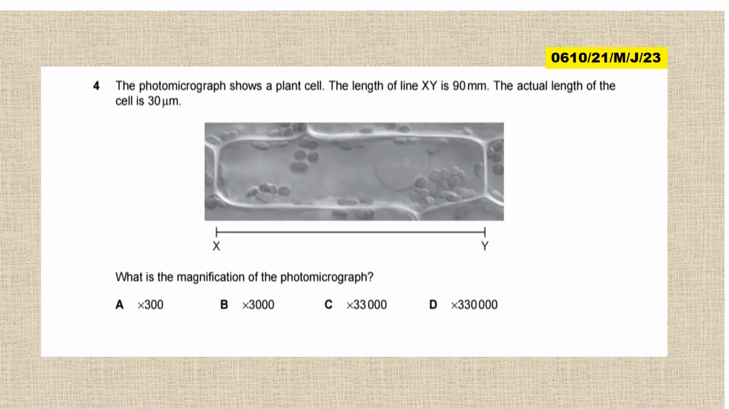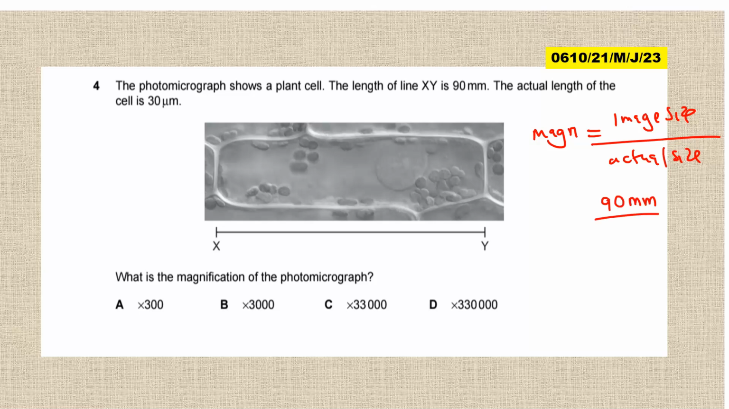All right, let us look at this one. This question is coming from paper 2, variant 1, May/June 2023. The photograph shows the plant cell. The length of line XY is 90 millimeter. The actual length is 30 micrometer. What is the magnification? So magnification is equal to image size divided by actual size. What is the image size? We are told it is 90 millimeter.